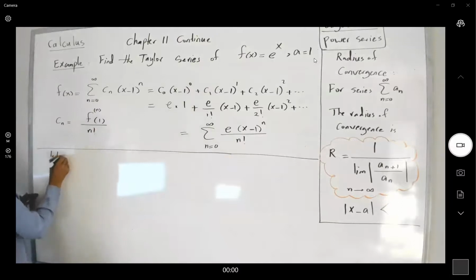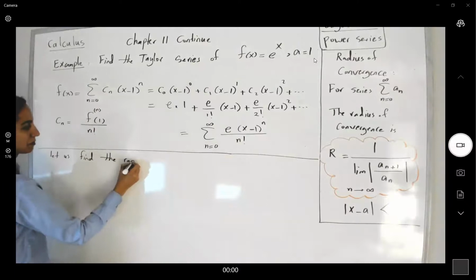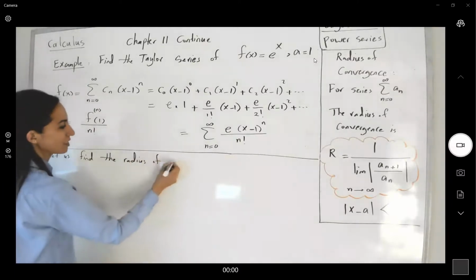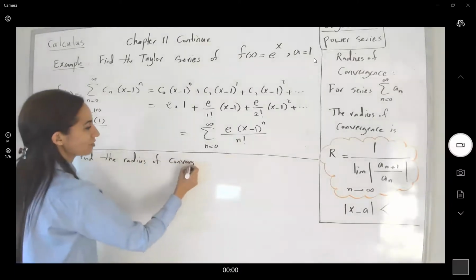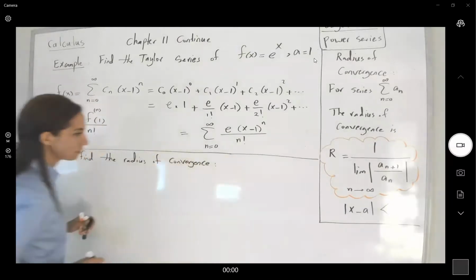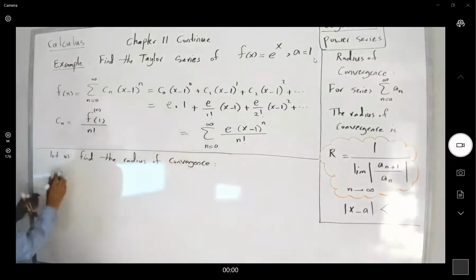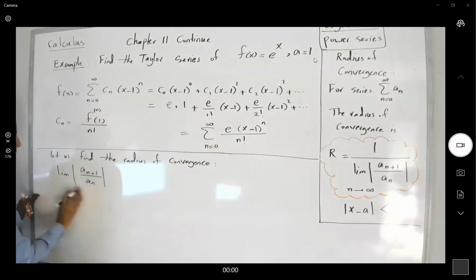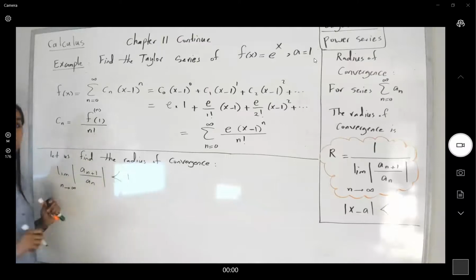Now let us find the radius of convergence. To find the radius of convergence, you need to find the limit of the absolute value of a_{n+1} over a_n as n approaches infinity. And this, whatever it is, it must be less than 1.